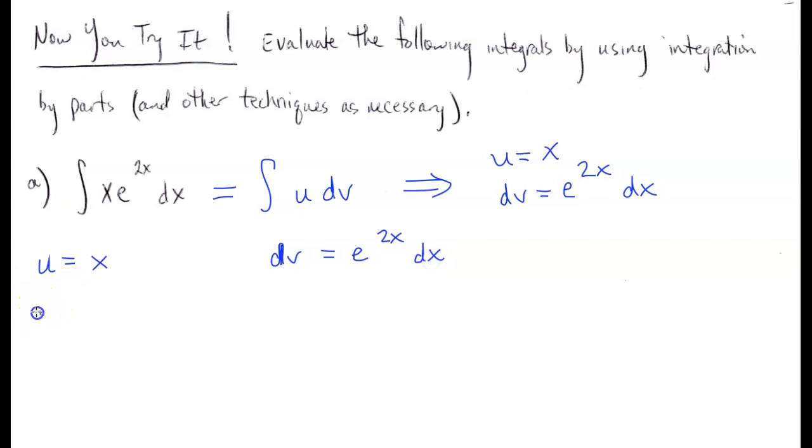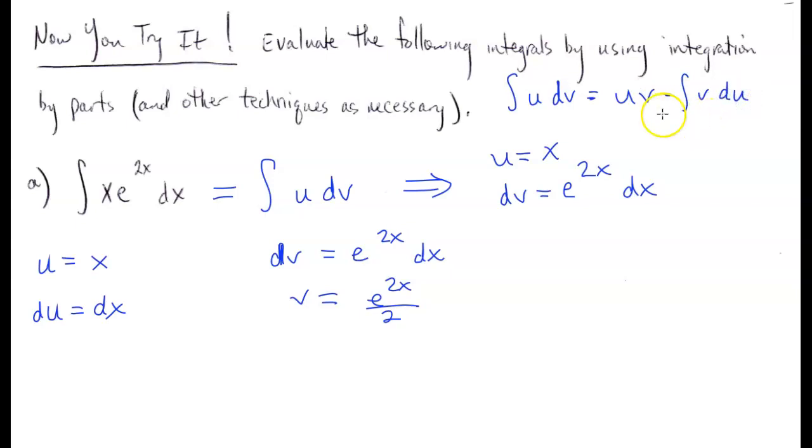And so if I took the derivative of x with respect to x, it will just be 1 dx, or just dx. If I took the antiderivative of e raised to the 2x, this would be e raised to the 2x divided by 2. And so we know that if I say the integral of u dv, according to our formula for integration by parts, we know this would be uv minus integral of v du.